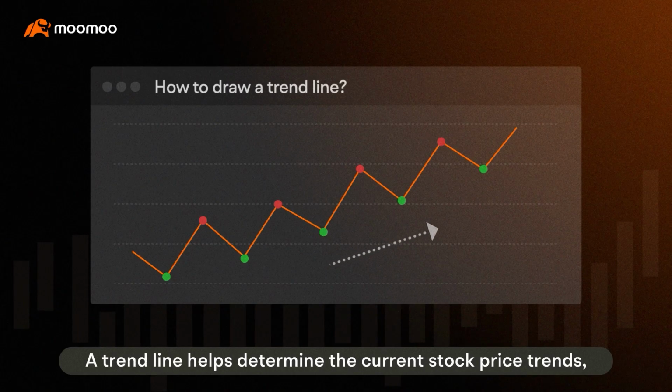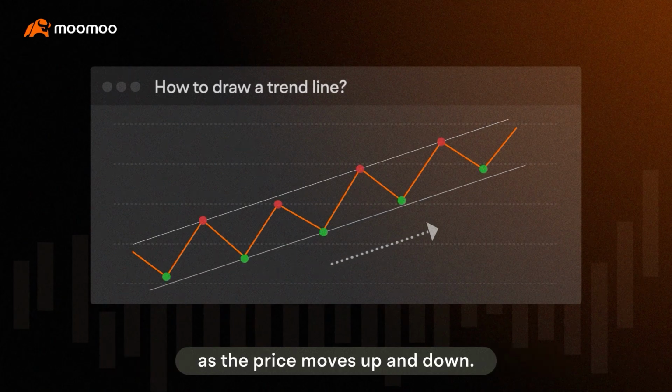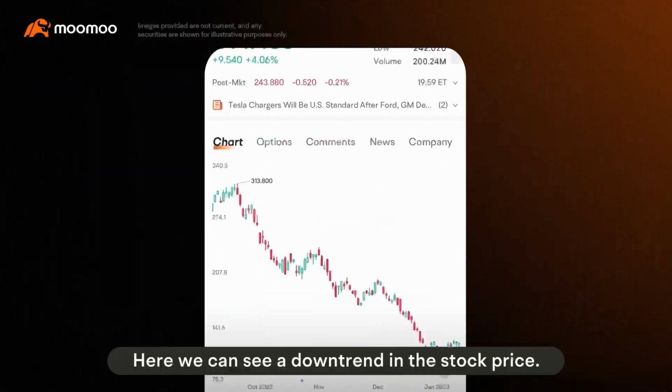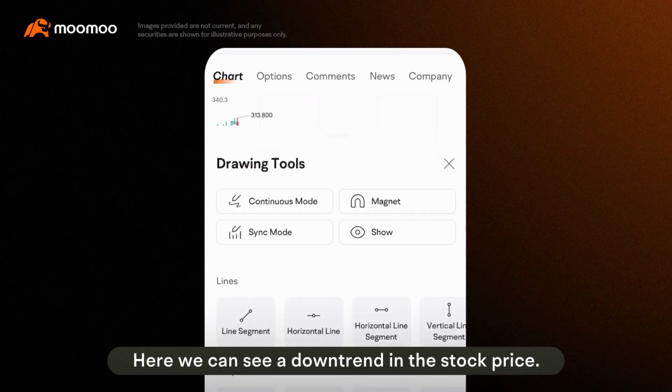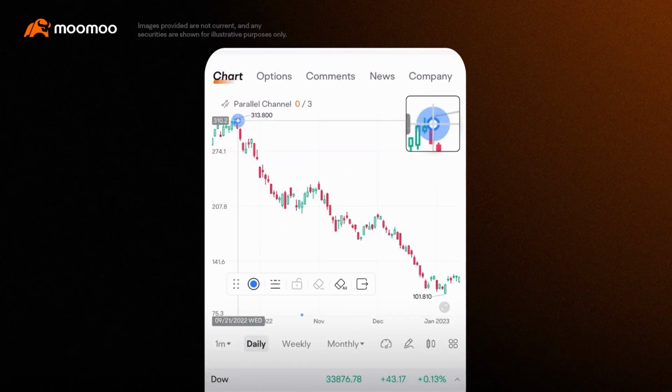A trend line helps determine the current stock price trends and identifies the support and resistance levels as the price moves up and down. So, how to draw a trend line? Let's see a theoretical example. Here we can see a downtrend in the stock price. Let's draw a trend line to better observe how it changes.